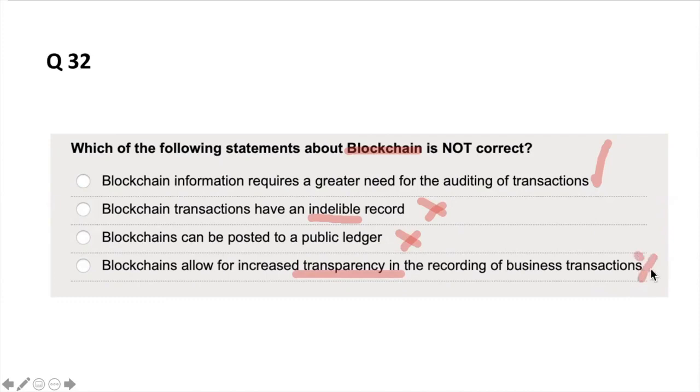The reason for that is that everyone involved in the blockchain can verify the transactions. So that calls for more transparency. So these three are correct about blockchain, while the first one, having a greater need for auditing, is of course not the case. Given that you have more transparency, public access, and more trust, you possibly need less auditing.